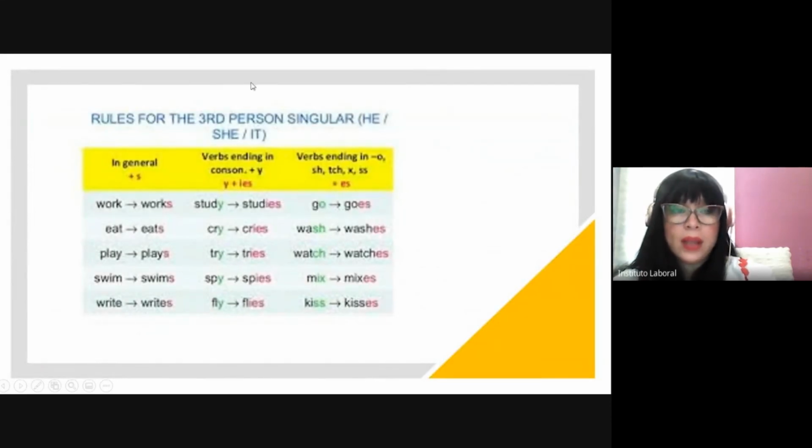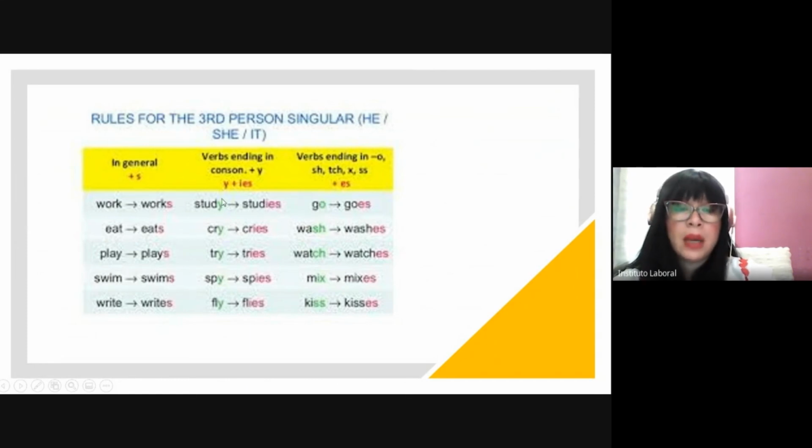Pero tenemos que tomar en cuenta las reglas de la tercera persona singular cuando el sujeto es he, she or it. ¿Okay? En general, los verbos que terminan en consonantes solamente le tenemos que agregar la S. Work, eats, plays, swims, and writes.